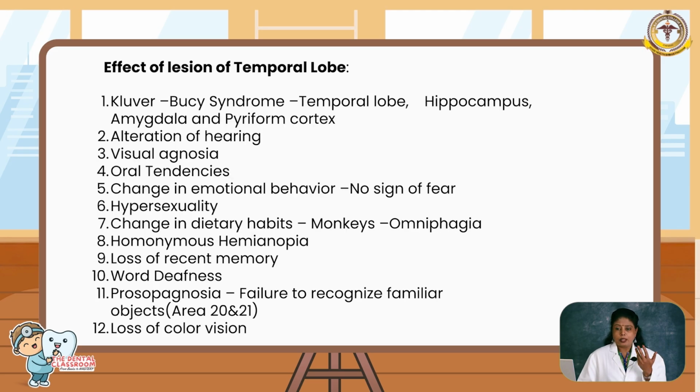Suppose if the temporal lobe got damaged, it will lead to a syndrome called Kluver-Bucy syndrome. So in this, not only temporal lobe, along with this hippocampus, amygdala and piriform cortex will be damaged. That will lead to a certain set of symptoms like alteration in hearing. As temporal lobe is involved in hearing, damage to temporal lobe will lead to alteration in hearing, then visual agnosia, then change in emotional behavior, hypersexuality, then loss of recent memory, then loss of color vision, prosopagnosia, like that.